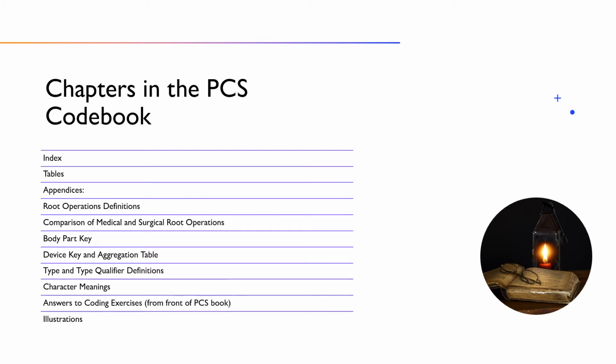Chapters in the PCS code book. First we start with the index, then tables, then appendices, then root operations definitions, then comparison of medical and surgical root operations. Next would be body part key. Next is device key and aggregation table. After that is type and type qualifier definitions. Next is character meanings. After that is answers to coding exercises from the front of the PCS book. And then the last is illustrations.